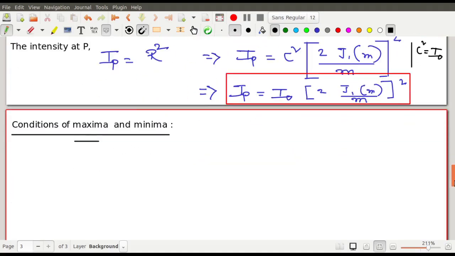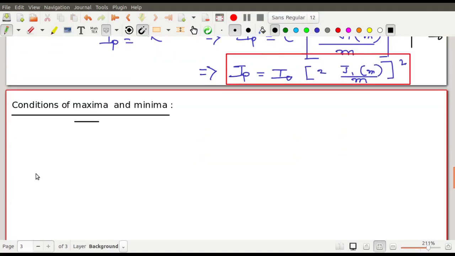Right? Okay, let's try to understand these maxima and minima conditions a little. The first condition is the principal maxima or the central maxima. So that is what I will discuss, the first one, the principal maxima or the central maxima.